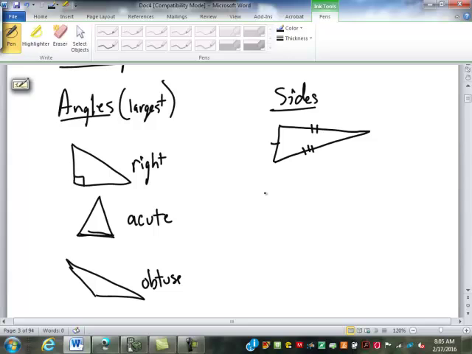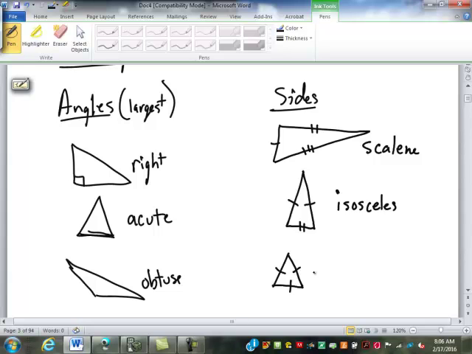Those little marks indicate that if they have the same number of little hash marks, they're the same length. Well, none of those are the same length. This is what we call a scalene triangle. That one has two sides that are the same. It would be called isosceles. And of course, all three being the same is equilateral.